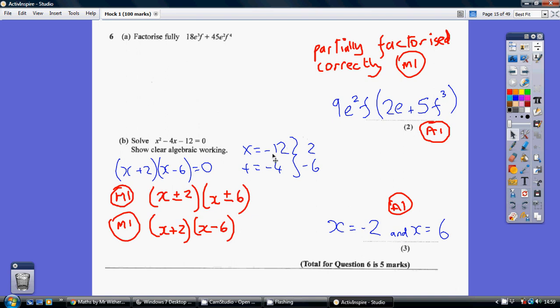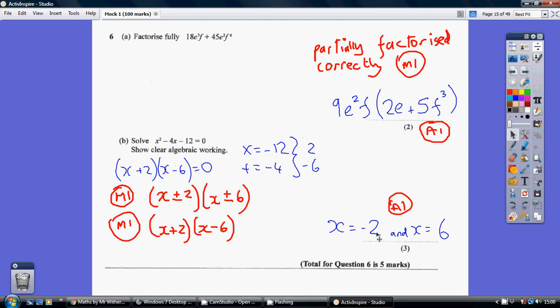So focus on the 12. How can we get the 12? Fiddle around with the signs and we end up with 2 and minus 6. Because 2 times minus 6 is minus 12, yet 2 take away 6 is minus 4. So those are the 2 magic numbers that go into the brackets. So once we factorize the left hand side, we have x plus 2, x minus 6 equals 0. It would have been fine if you had written these brackets the other way around, x minus 6, x plus 2, but you must of course get the signs the right way around, a plus 2 and a minus 6.